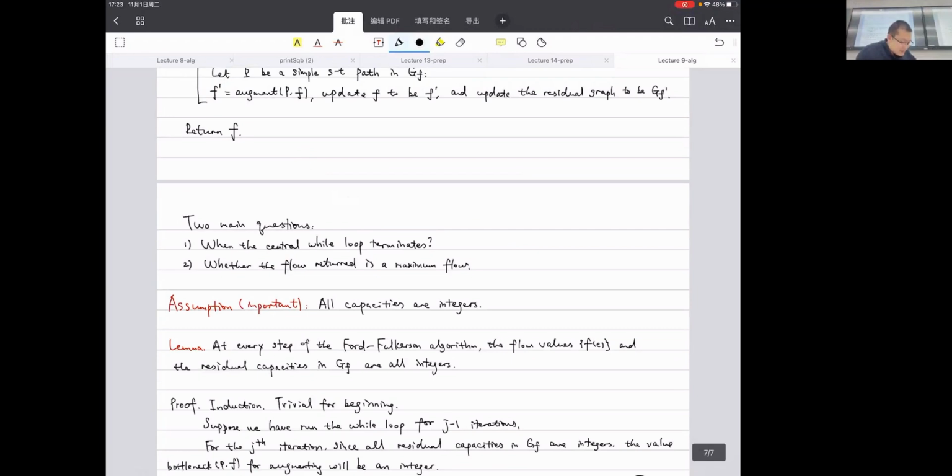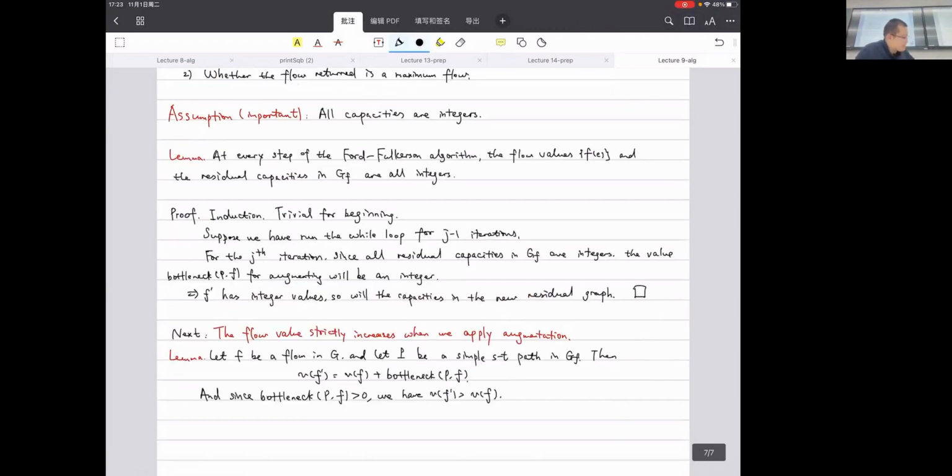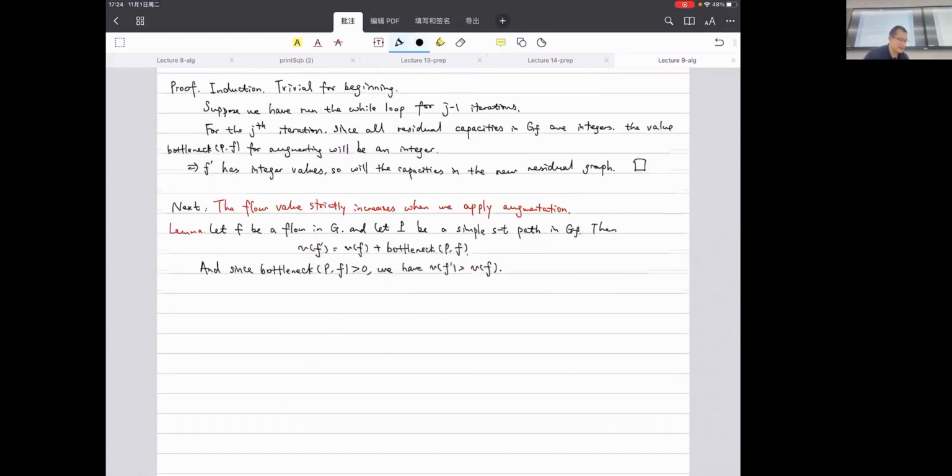And as long as you can find an s-t path, since the weights of all the edges are strictly positive, the value of the bottleneck should also be positive. And that is why, by this argument, we must have that the value of f prime is larger than the value of f. So this is an important observation that we make in the residual graph.